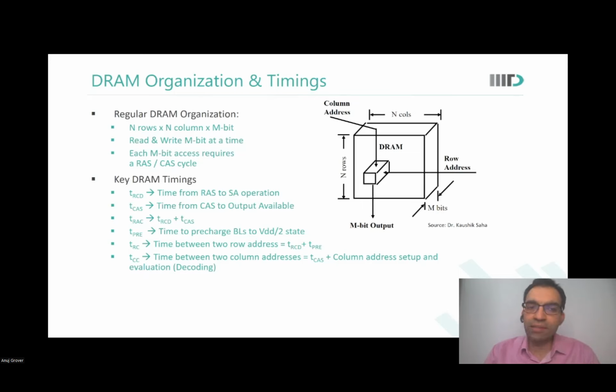However, each m-bit access requires one RAS cycle, that is row address strobe cycle, and one column address strobe cycle. Is this clear till here? Yes, sir. Then there are these timings that we discussed: the RCD, the row cycle delay, the column address delay, the read access time, the precharge time, the read cycle time, and the column cycle time.